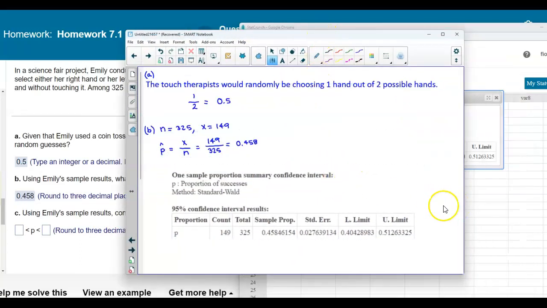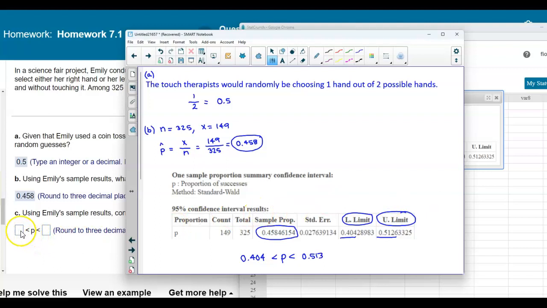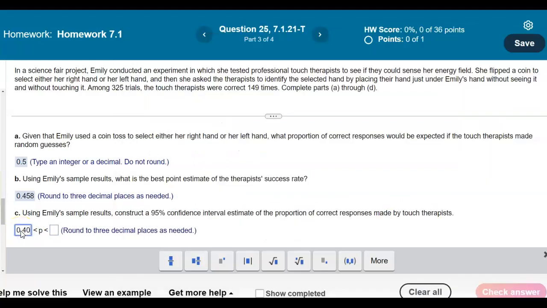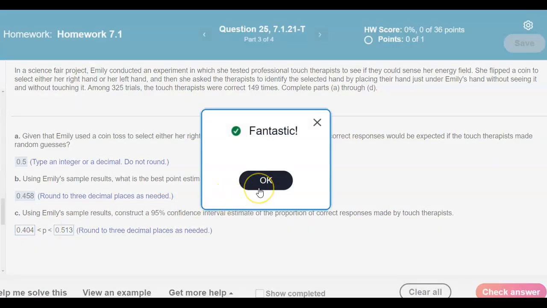Now I want you to notice here that this is the point estimate, which is the same thing as the sample proportion. We have our lower limit, and then we have our upper limit. So therefore, the interval for p is going to be, for the lower limit rounded to 3 decimal places, 0.404, and the upper limit rounded to 3 decimal places is 0.513. So let's go ahead and put those results, 0.404 and 0.513. Checking our result, and there is our answer.